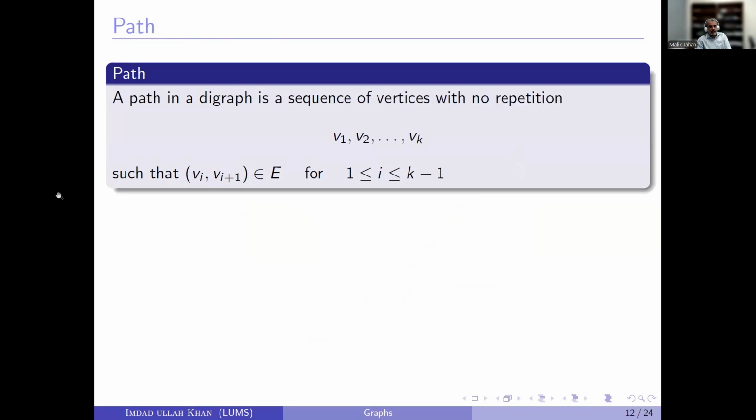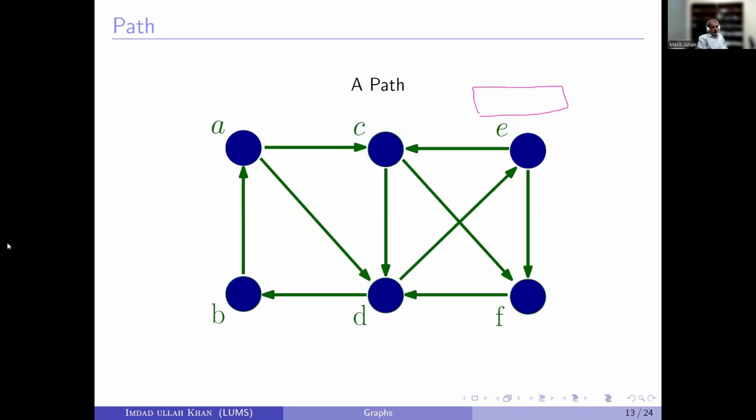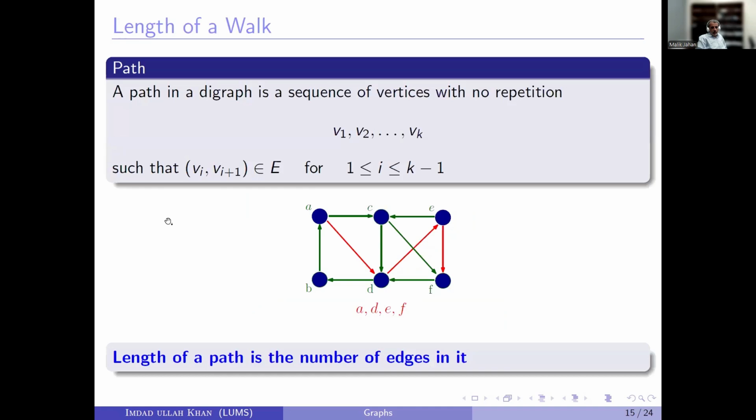Path is another characteristic related to connectivity. So a path in a directed graph is a sequence of vertices. The restriction on a walk is that repetition is not allowed. That means that we can't go back to the same vertex which we have already visited. That was not the restriction in case of a walk. So if you look at the same graph that we used in our previous example of a walk, we start from A. So A, D, E, F is a path, and none of those vertices is being repeated in the sequence. The number of edges in the path is also called the length of the path.